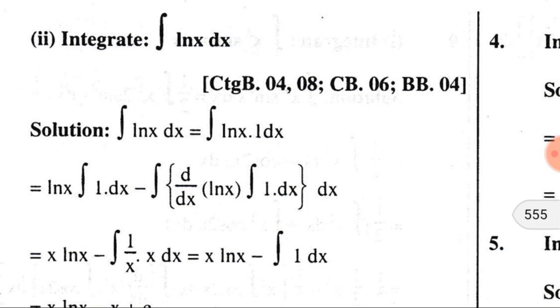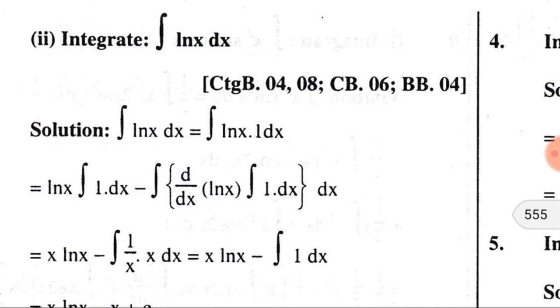So again, between these two functions, that means ln of x and 1, we don't know what is the integral of ln of x. That is why we consider ln x as the first function here. Now applying the formula, we get ln of x times the integration of the second function dx, minus the integration of the derivative of the first function into the integration of the second function dx.